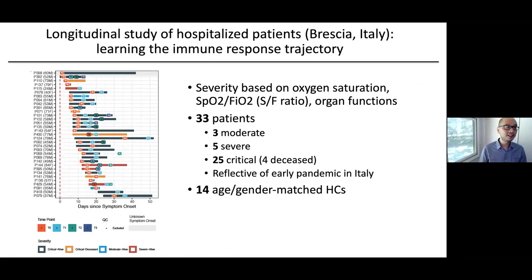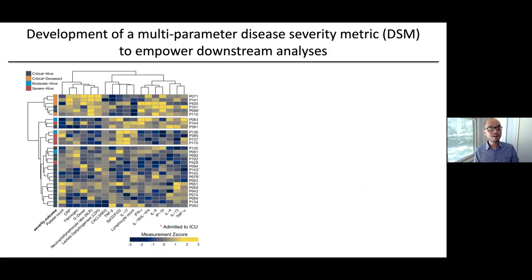So in this particular study, we focus on 33 fairly severe, mostly severe and critical patients, and this is reflective of the early pandemic in Italy, and also 14 matching healthy controls. And one of the early things we noticed, when we plotted the data, was that we had data on their circulating proteins as well as a bunch of lab parameters like neutrophil to lymphocyte ratios and CRP. Each row here is a patient, and each column is a parameter.